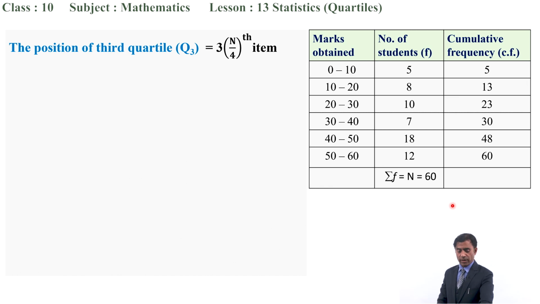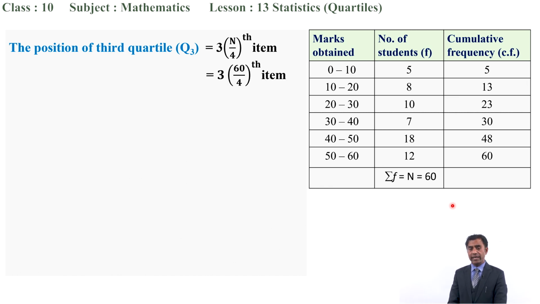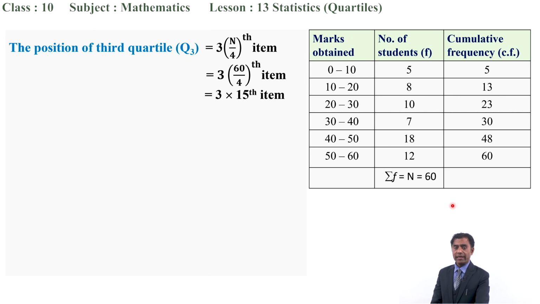Now the turn of the third quartile, so position 3 times n by fourth item. So n is 60 by 4. Simplify, it's 15 times 3, it's the 45th item. 60 divided by 4 is 15, 15 multiplied by 3 is 45. So look in the CF column, 45, not 30, it's more than 30. So the 45th item lies in the 40 to 50 class interval. That class interval is called the third quartile class interval, right?